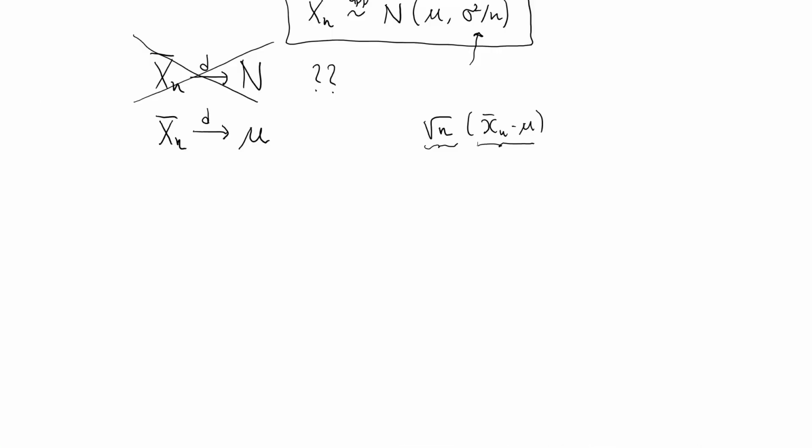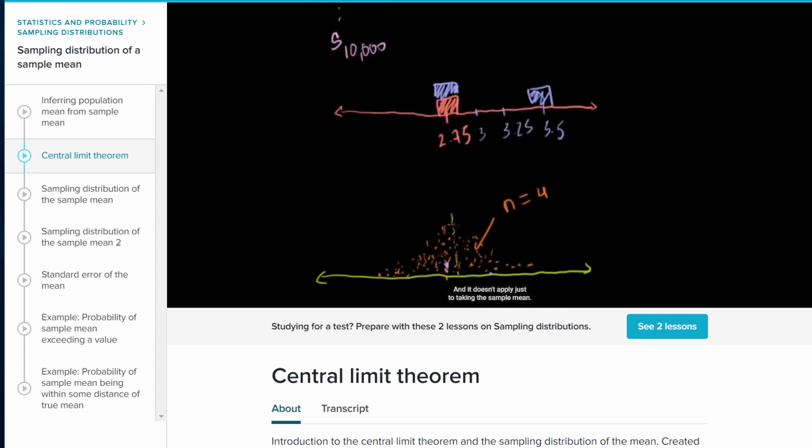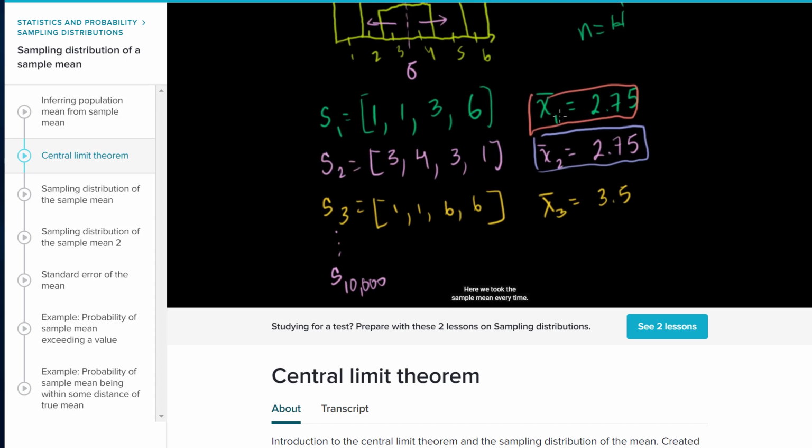I don't bring up this example to be critical, but it is important to point out that the sample mean will in no way converge to a perfect normal distribution. That would be completely contradictory to the law of large numbers. Kohn also points out that the central limit theorem applies to sums, and this is true, but we need to replace this factor here. That's the crazy thing. And it doesn't apply just to taking the sample mean. Here we took the sample mean every time, but you could have also taken the sample sum. The central limit theorem would have still applied.